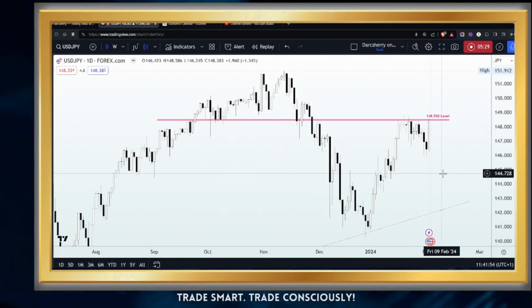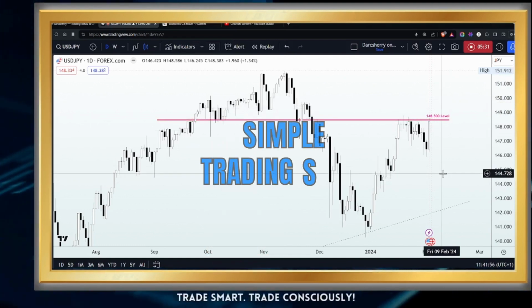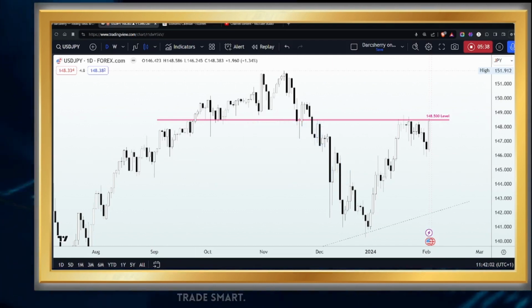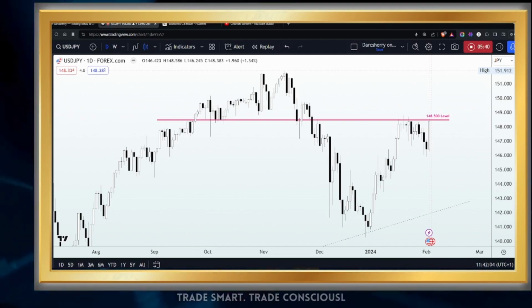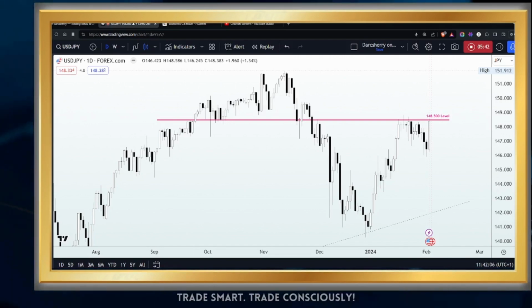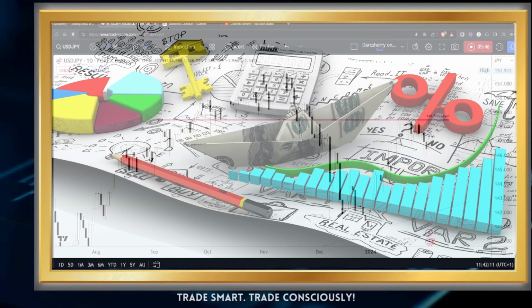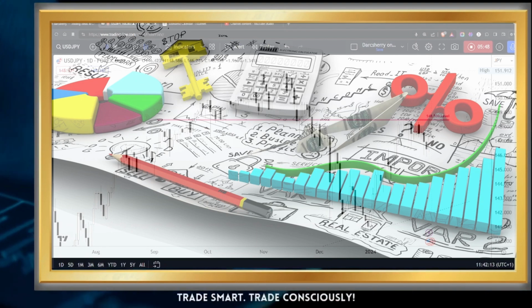Now, to navigate this current market structure, I have a simple setup we will be using on the 4 hours time frame. But before we go into the details on the 4 hours time frame, it's very important for us to keep tabs with the fundamental factors that will be affecting this market sentiment this week.